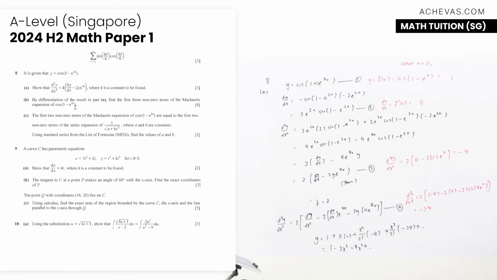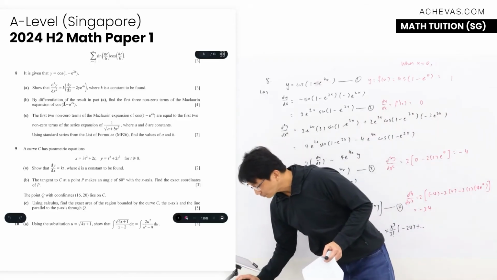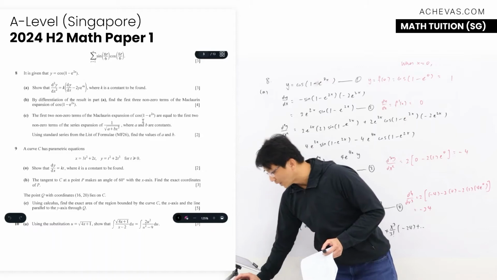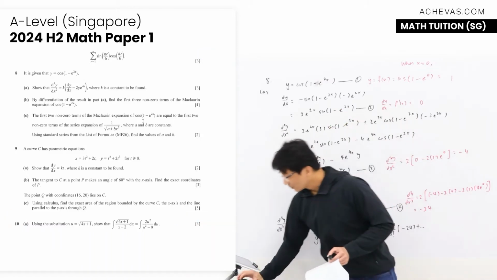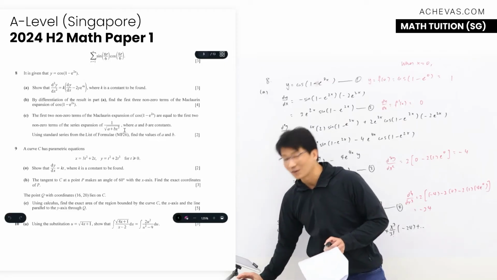Right, so this will be my answer for my part B. Alright, one more part to go. We are also given that the first two non-zero terms of the Maclaurin's expansion of cos(1 minus 2e to the power of 2x), which we have already found, the first two terms, which is this and this, are equivalent to the first two non-zero terms of the expansion of this one.